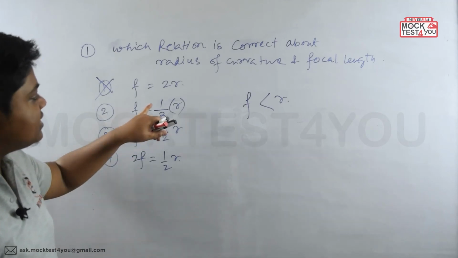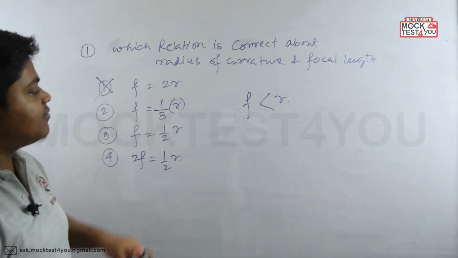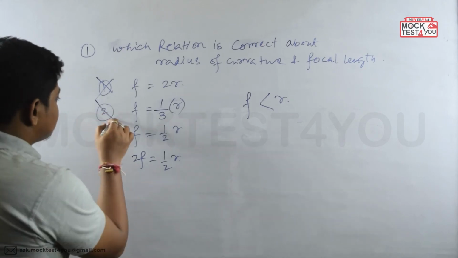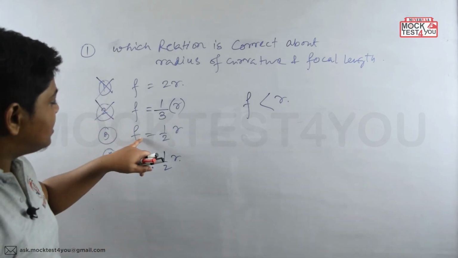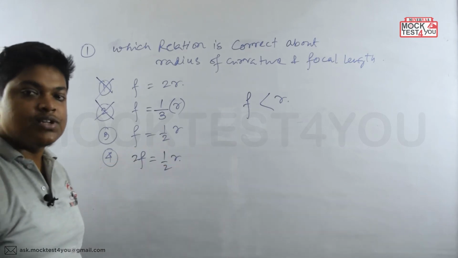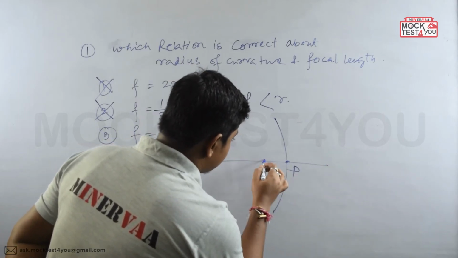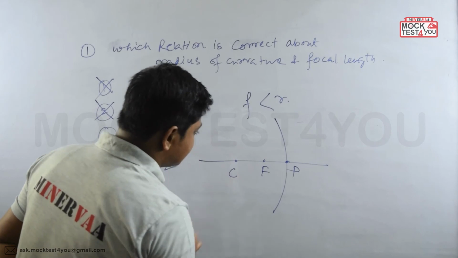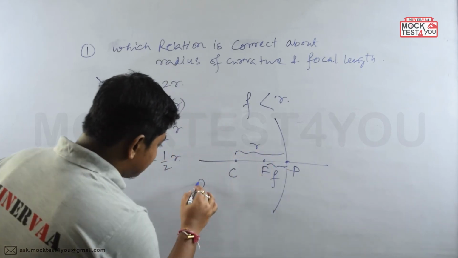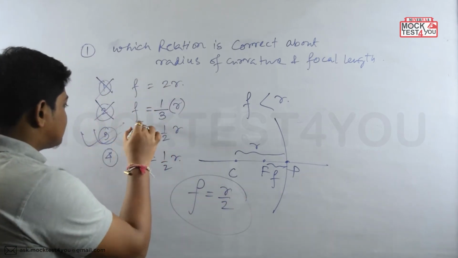In this case the focal length is 1/3 of R. So the relation of focal length and radius of curvature does not involve the value of 1/3, 1/4, 1/5, nothing else. So this is eliminated. So in the third option, you can see that the focal length is half of the radius of curvature. As we know in that diagram, if we just draw it again, this is the pole, this is the focus, this is the center of curvature. If this is the radius of curvature and this is the focus, we can clearly say that the focus is equal to half of the radius of curvature. So the third option is correct.